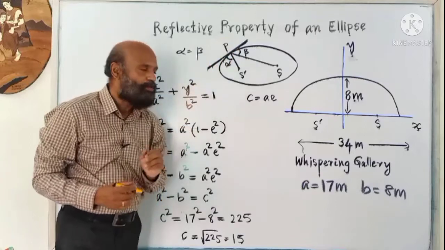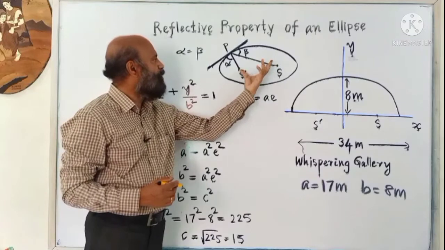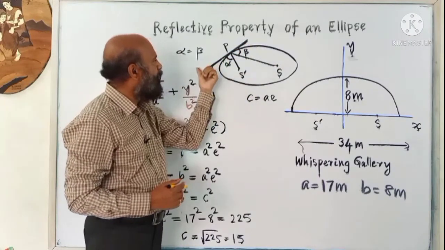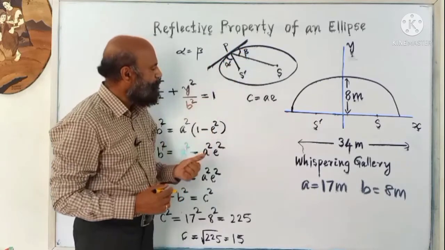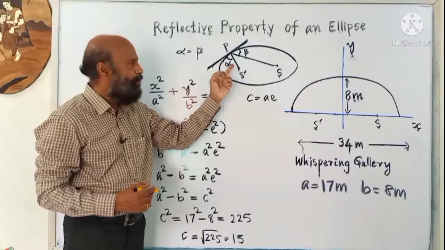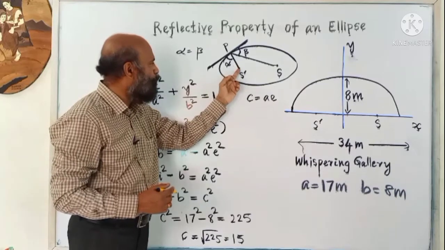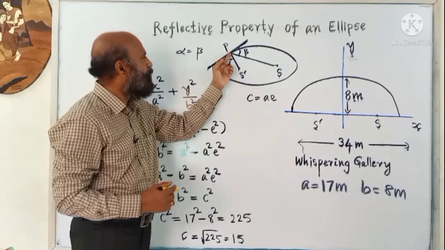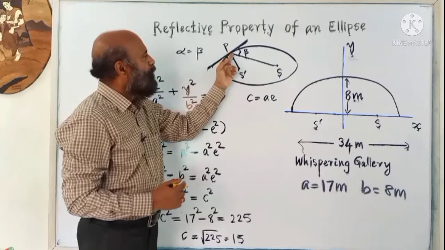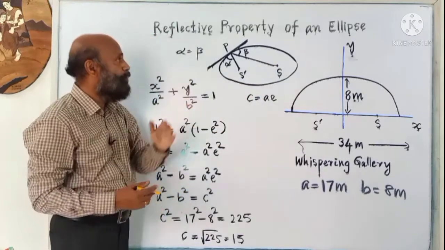So alpha is equal to beta. Lines drawn from the foci to a point on the ellipse will make equal angles with the tangent at that point. If a sound wave or a light wave or a radio wave emitted from a focus hits a point on the ellipse, it will be received at the other focus. So it's a reflective property of an ellipse.